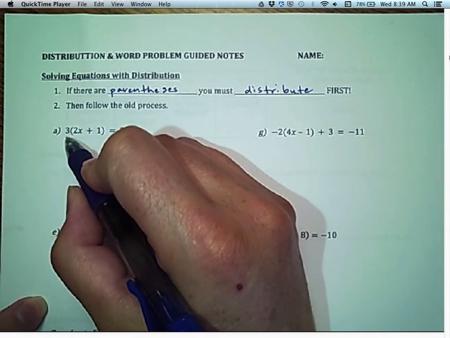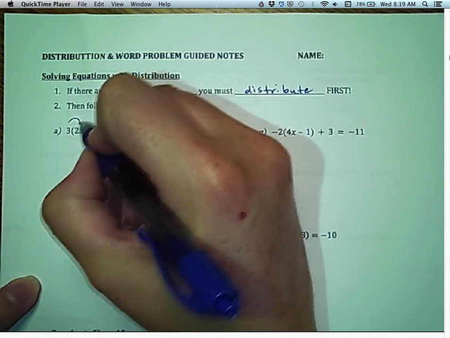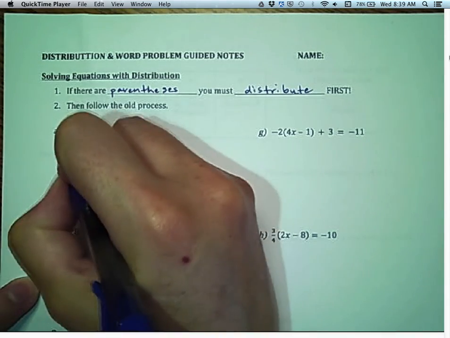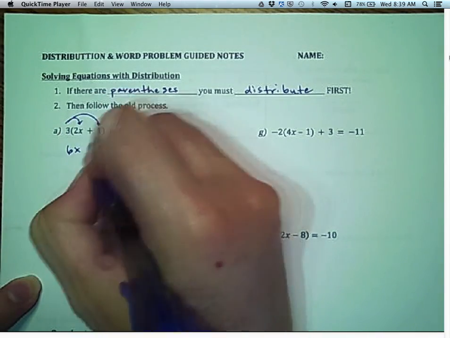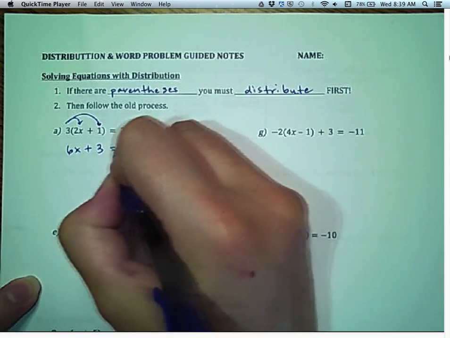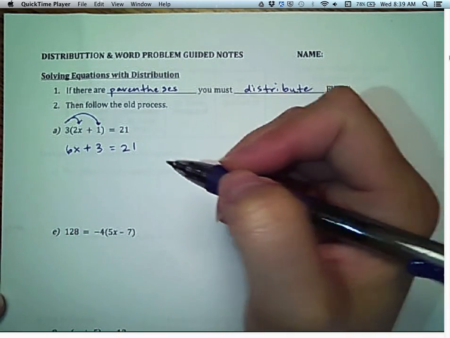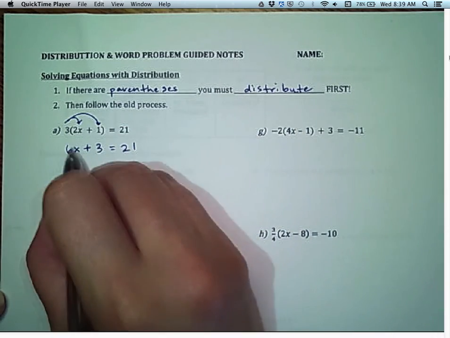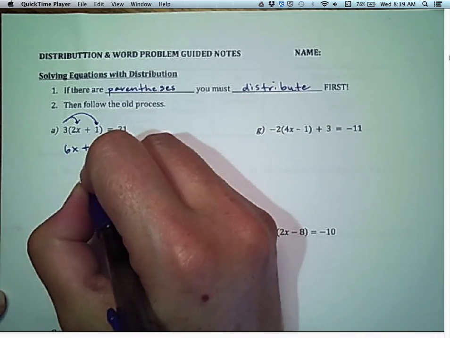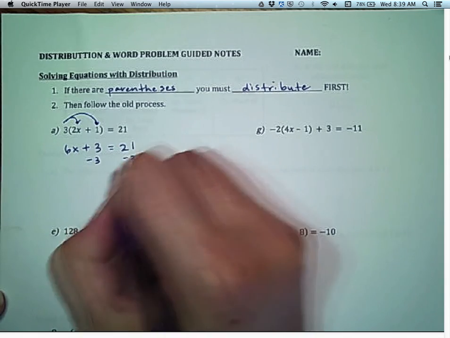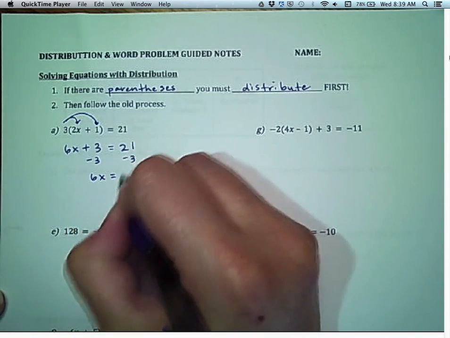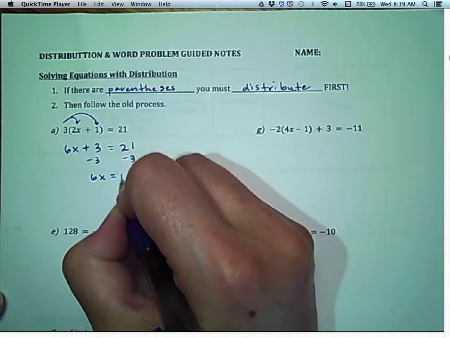I see this 3 outside parentheses. I'm going to distribute. 3 times positive 2x is 6x. 3 times positive 1 is positive 3. And now I just have this equals 21 here that I need to drop down to the bottom. All right, and now I'm following my steps. I see I'm multiplying by 6. I'm also adding 3. We deal with adding and subtracting first. All right, so I get 6x equals 21 minus 3, which is 18.